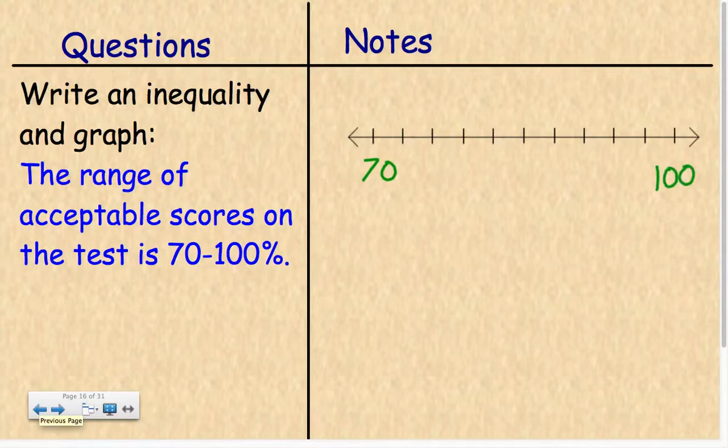Now I'm not going to count what all those lines should be in the middle, but we'll just roughly say that that's right. So the acceptable scores are 70 to 100, so that includes 70. 70 is acceptable, 100 is acceptable, so that means we would shade in between. Anything in between 70 and 100, and including 70 and 100, is considered acceptable. So you can get 70 on the test, 75, 80, 85, 90, 95, all the way to 100, and that's considered acceptable.